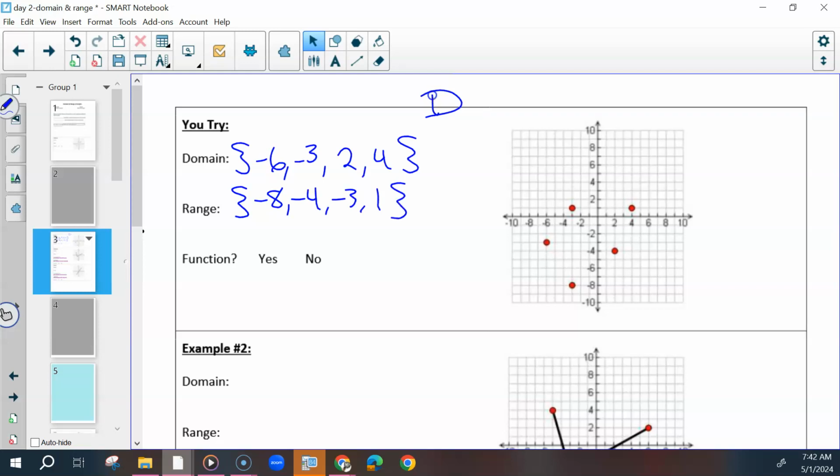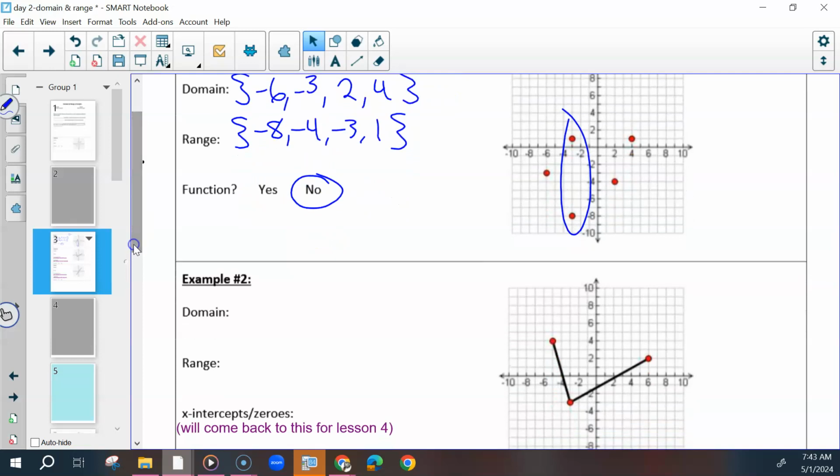-8, -4, -3. Is this a function? No, why not? No, it does not pass the vertical line test. It has two repeating x's going to two different y values. Questions there?